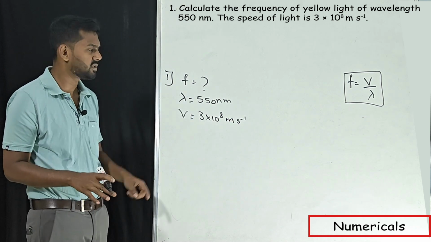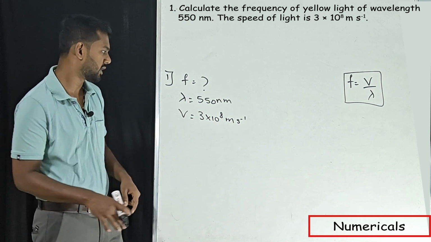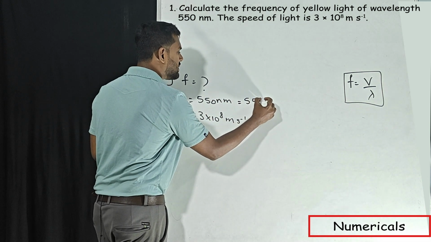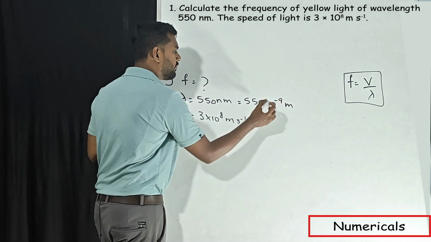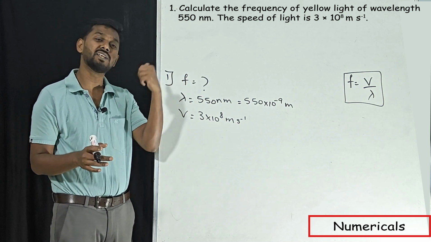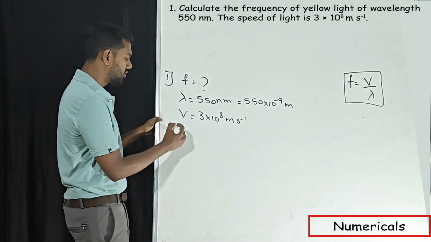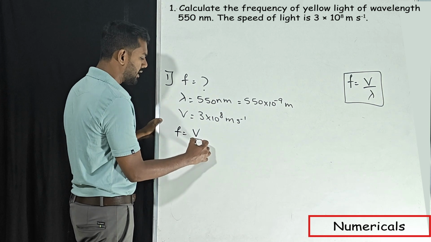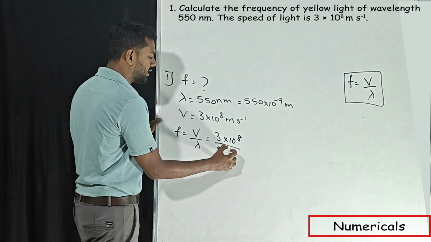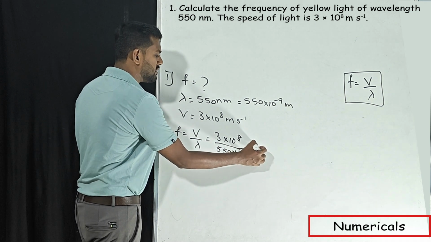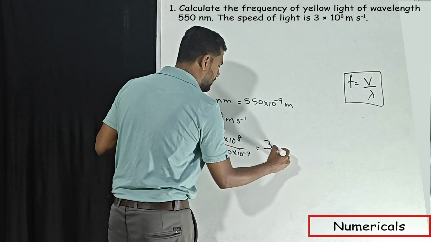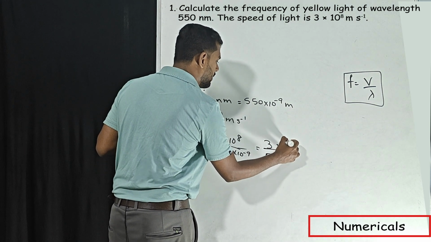Before going for the substitution, just check whether everything is in SI unit. Lambda is in nanometer, so you can convert it here only. Nano is nothing but 10 power minus 9. All these things you should know. Now this is in meter and this is in meter per second, so we will get the frequency value in its SI unit. So frequency is equal to V by lambda. V is 3 into 10 power 8. Lambda is 550 into 10 power minus 9. First we send these prefixes to the numerator, so it becomes 3 by 550 into 10 power 17.